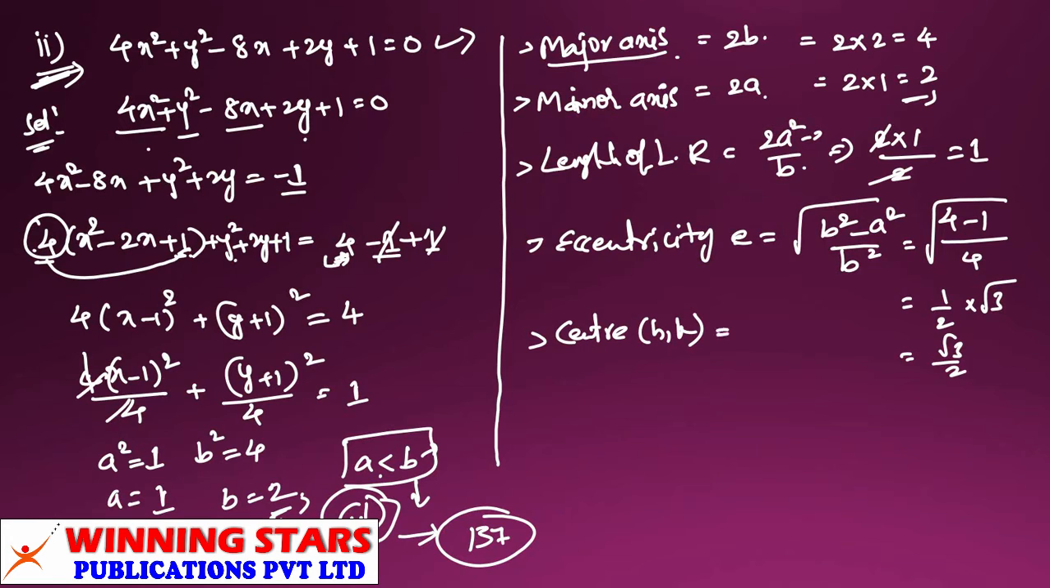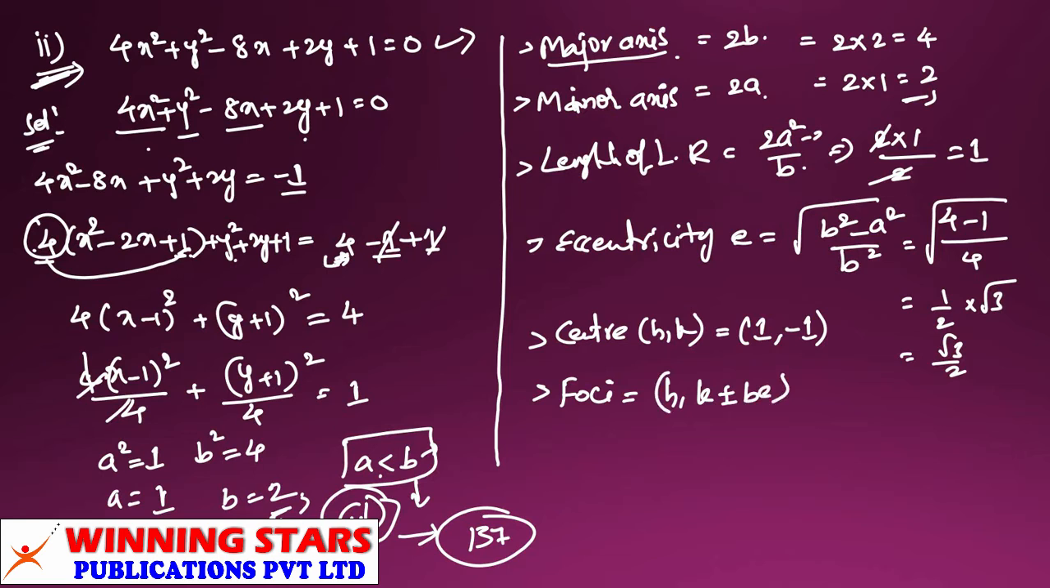C is equal to, so (h, k) means h is equal to how much from this one? So h is equal to 1, and (h, k) is equal to (1, minus 1). And again what we have to find here is the foci. So the foci is given as (h, k plus or minus be).